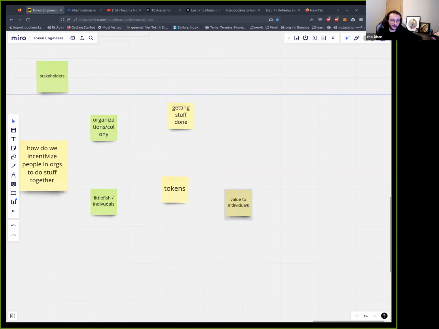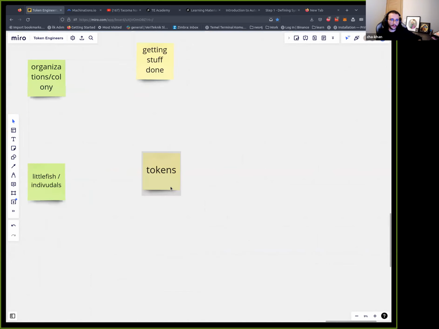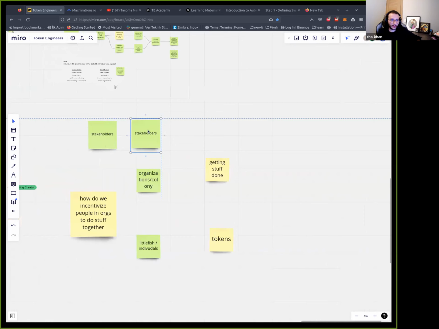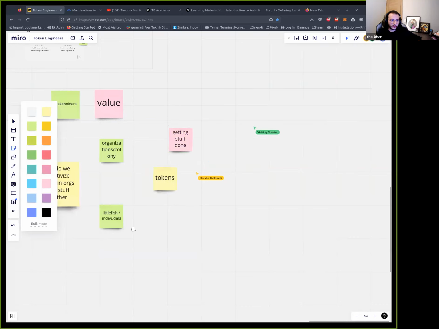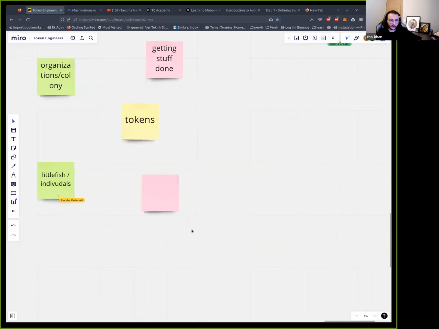Can you guys hop on the board and help me out here as well? Let's try to come up with a system to think about all this. Maybe this color will be value. Could you repeat that again, Curtis, so that we can write some of this down?